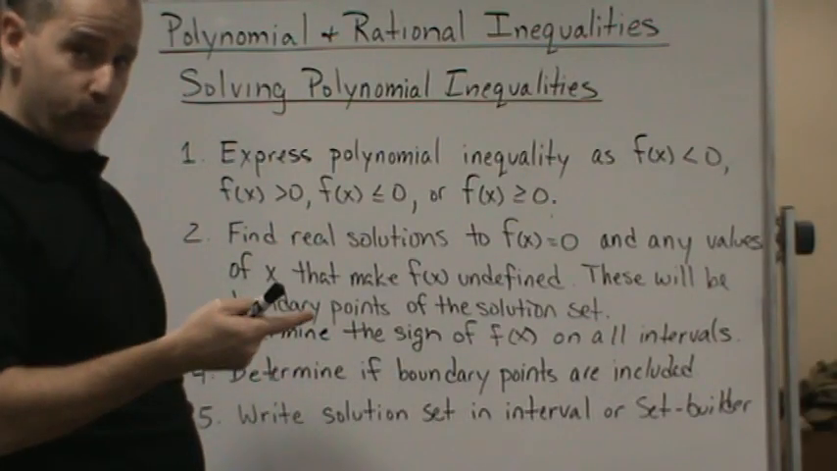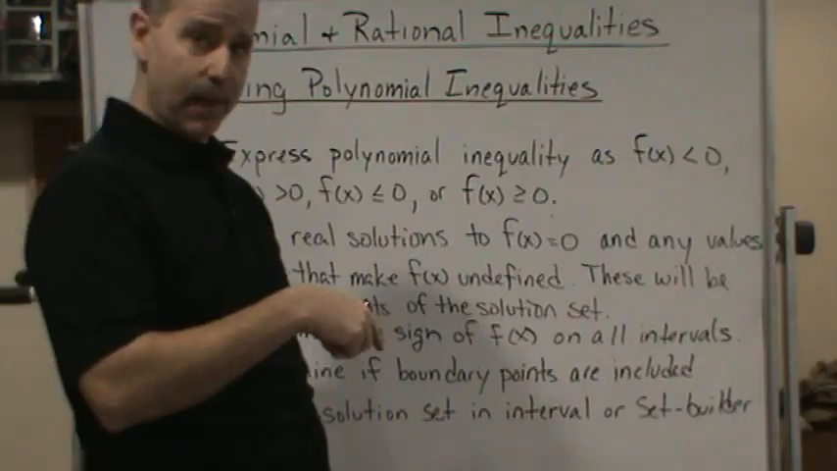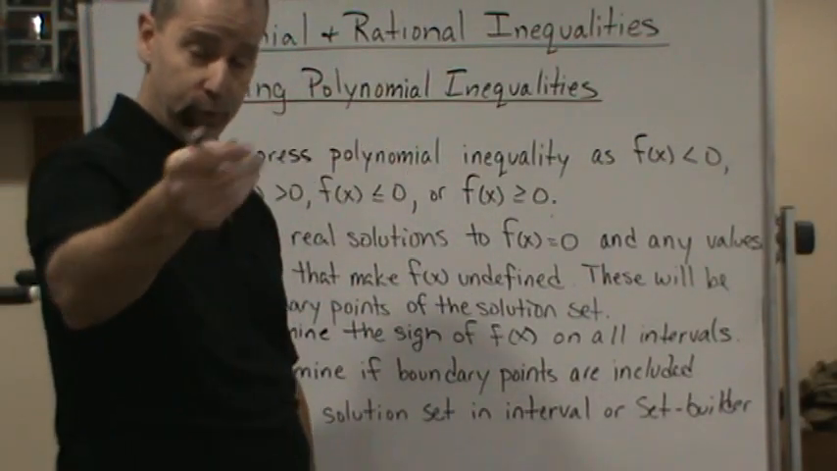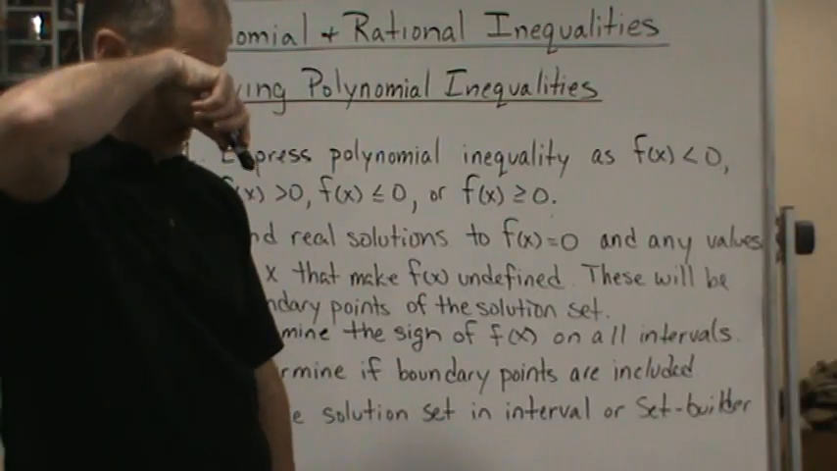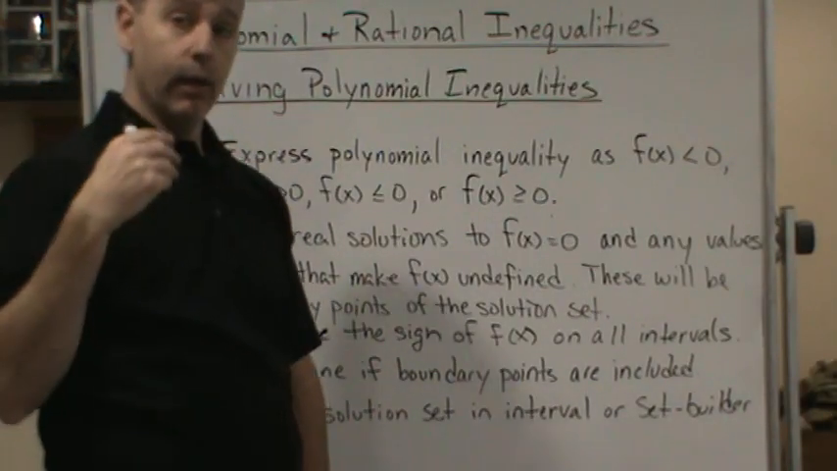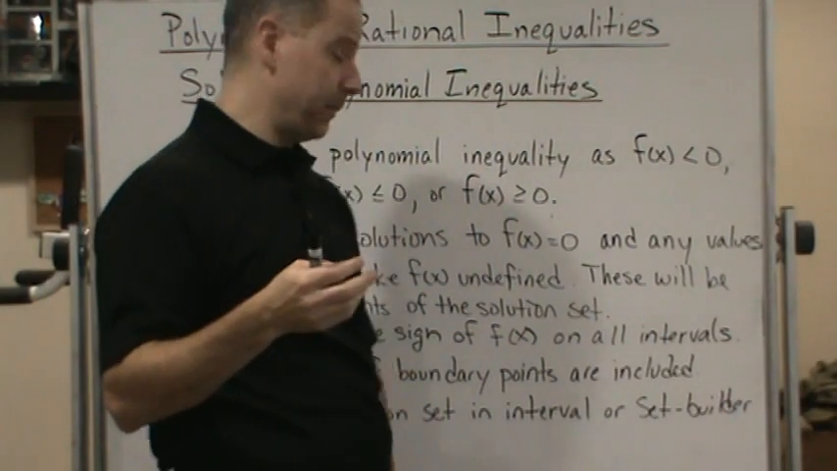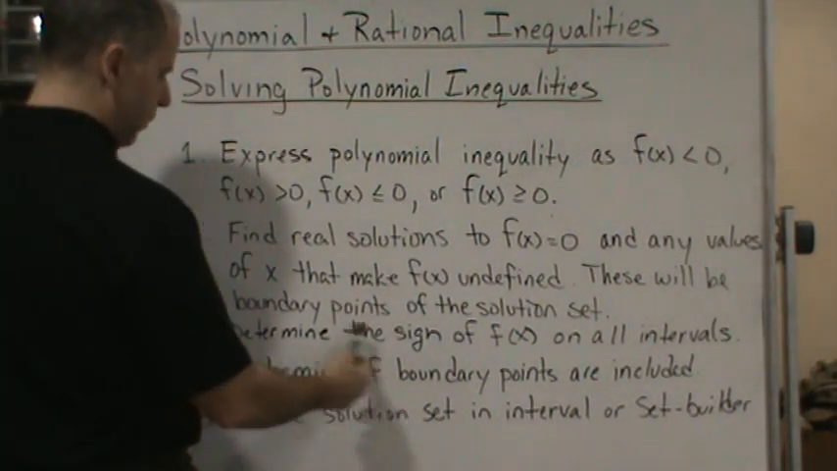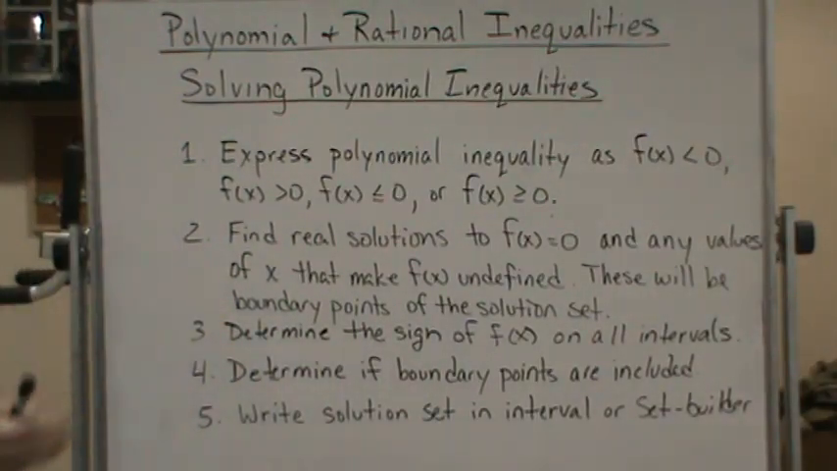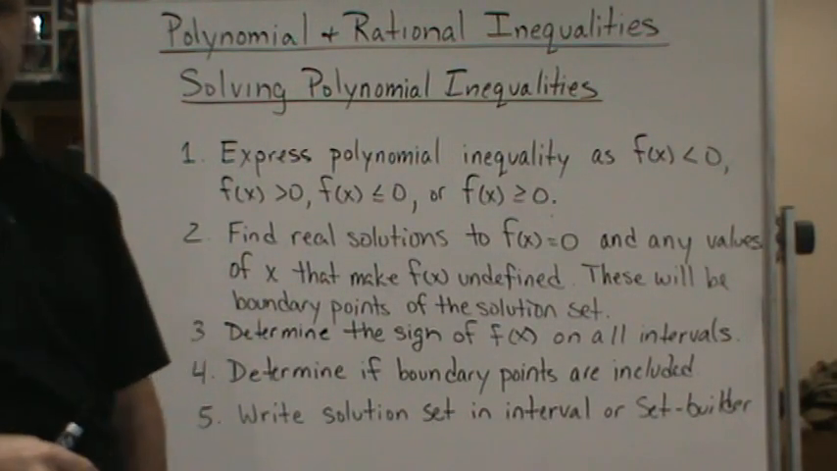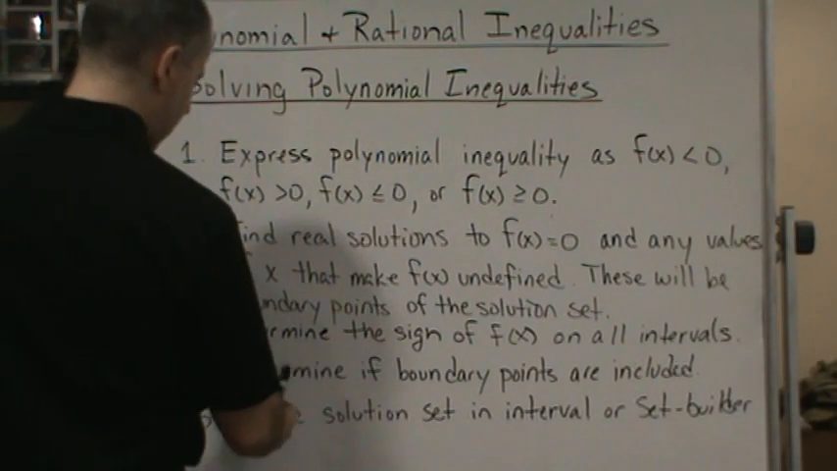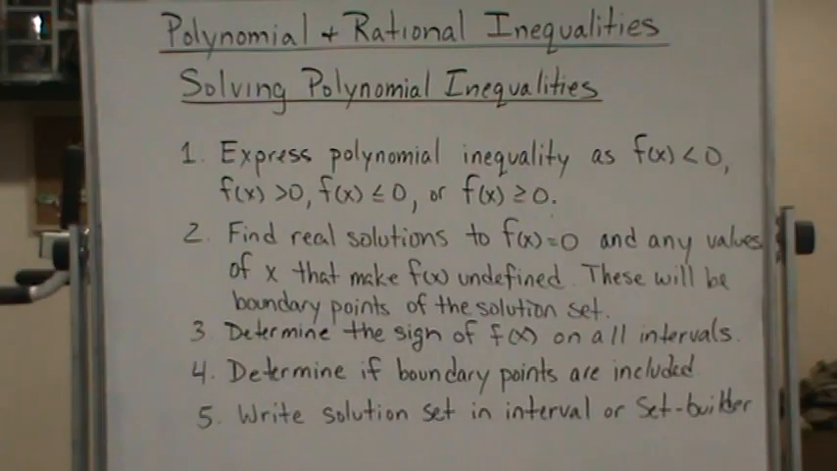Because we know that at the x-intercept something's going on, right? It could be crossing or it could be bouncing. Remember from previous discussions about multiplicity, right? So those are still things that we want to think about. So in number 3, we're saying, okay, is the function above or below the x-axis? Okay? Then 4, determine if the boundary points are included in the solution set.